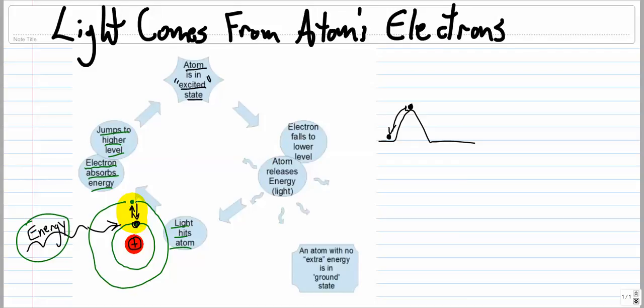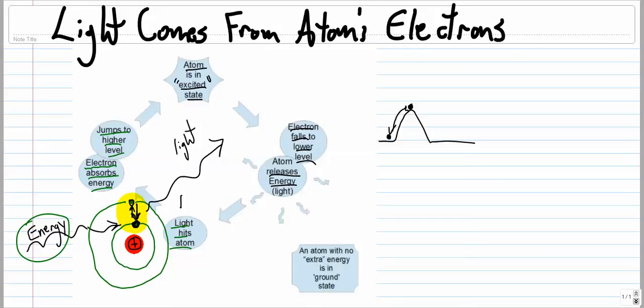So what happens is, after a certain amount of time, this electron does fall back down to where it was. And when the electron falls back down to a lower level, it has to release that energy that it took in. So this energy is going to come shooting out in the form of another wave. This is what we would call the light that was emitted.